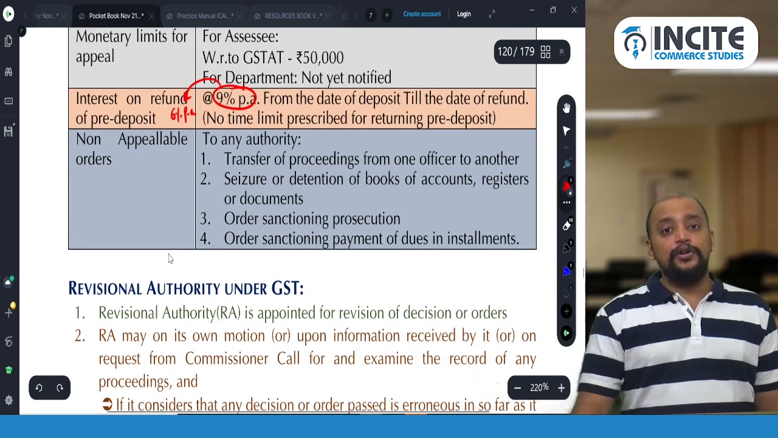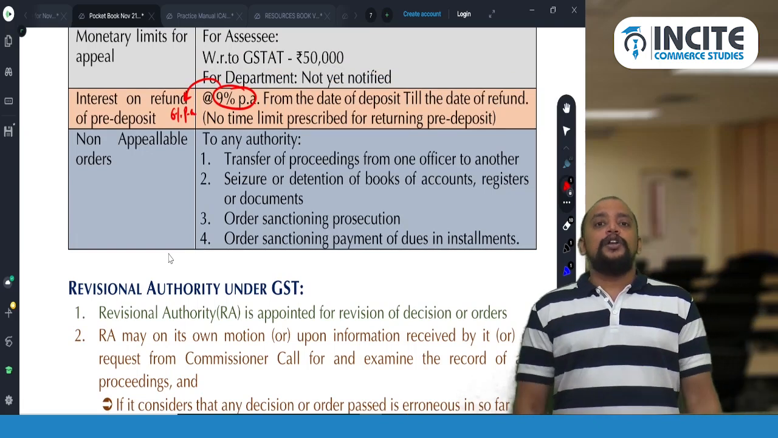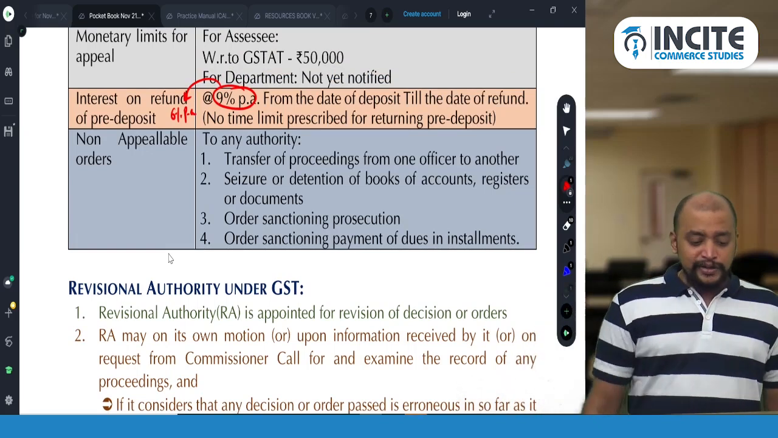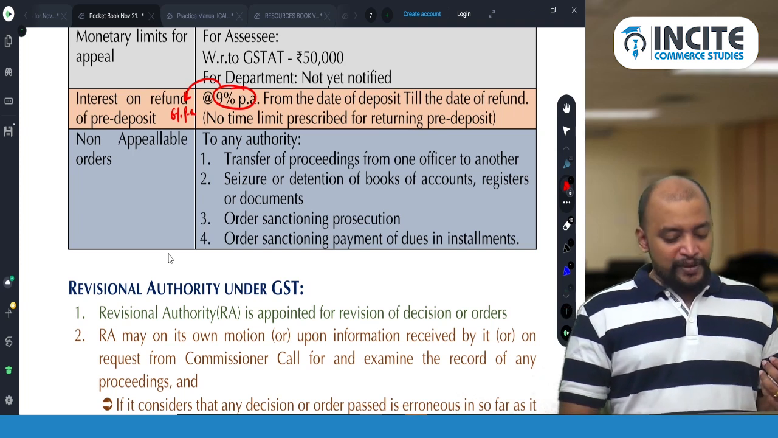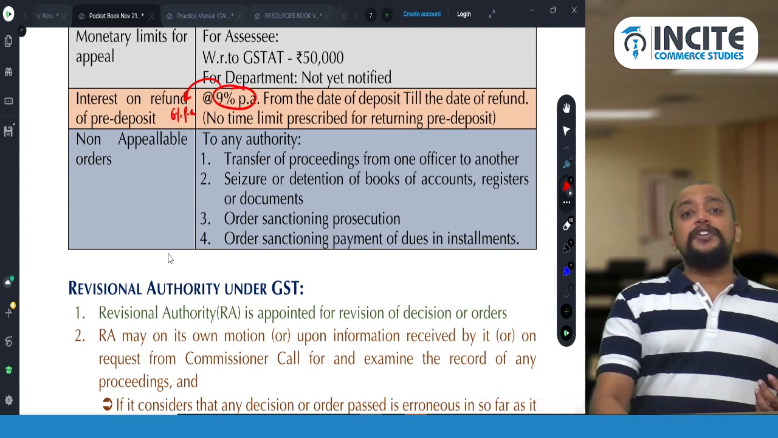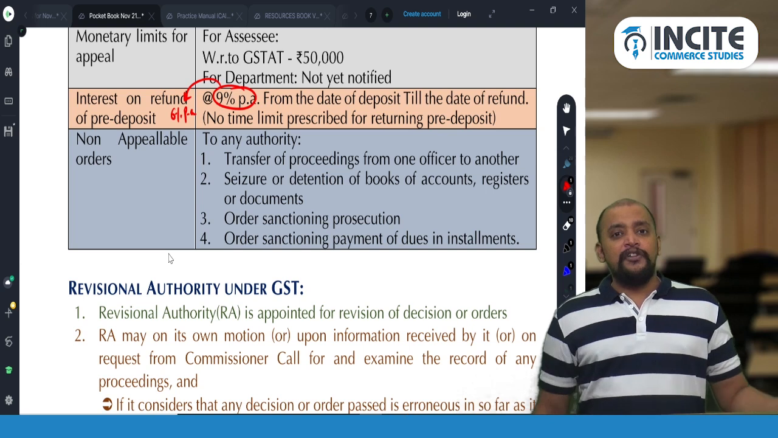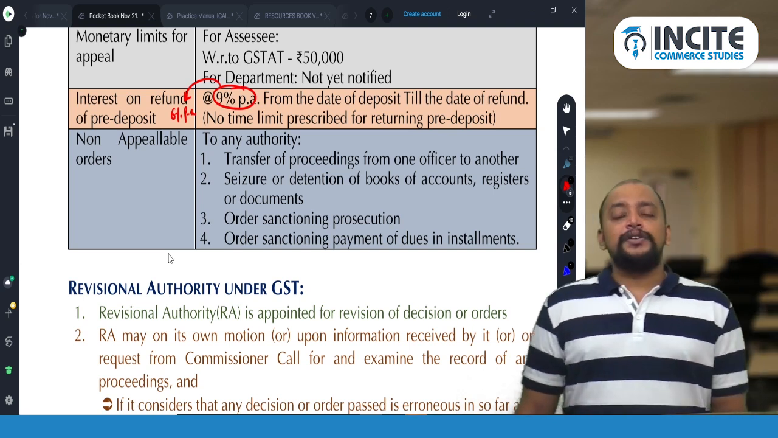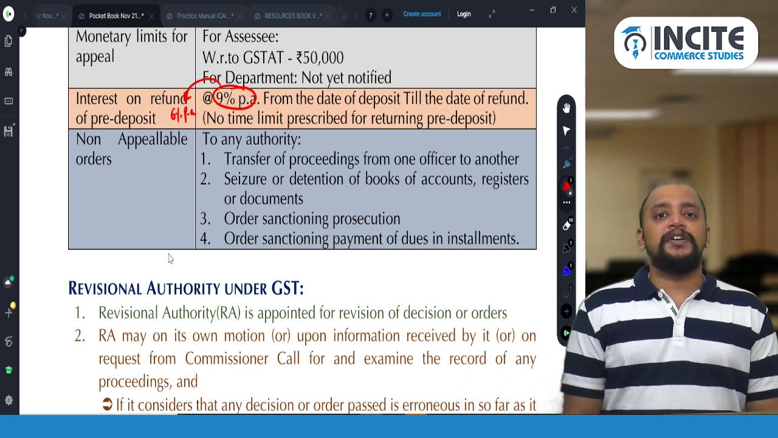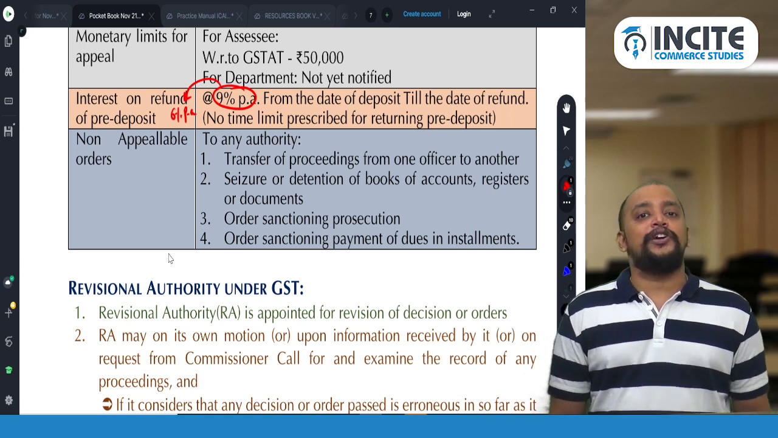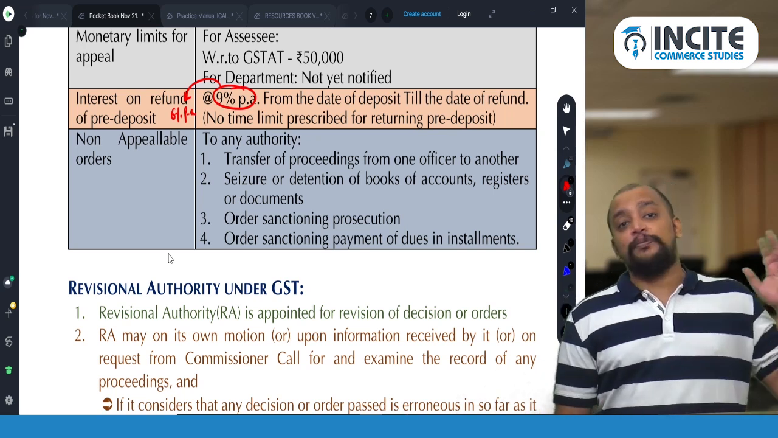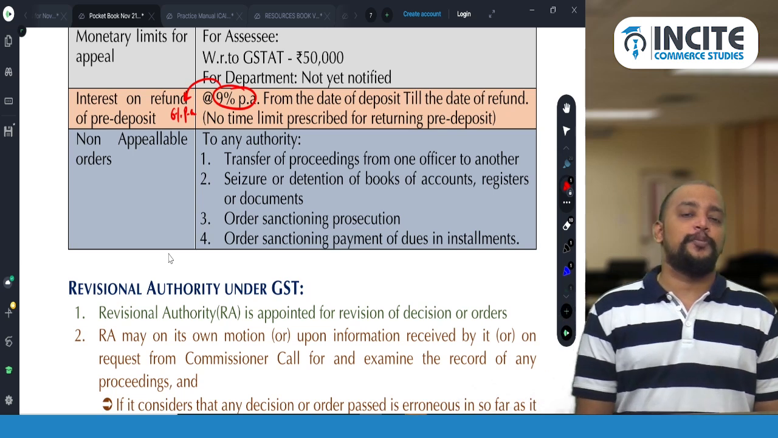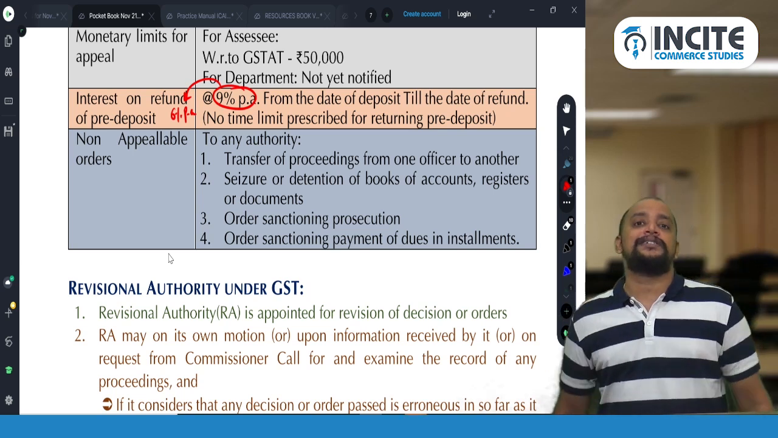And there are some non-appealable orders. Non-appealable orders means there are some orders on which appeal cannot be filed. What is that? Transfer of proceedings from one officer to another officer. So whenever there is transfer of proceedings from one officer to another officer, I cannot say I like that officer only, so why are you passing an order for transfer of proceedings? No, you cannot go for appeal against that order.